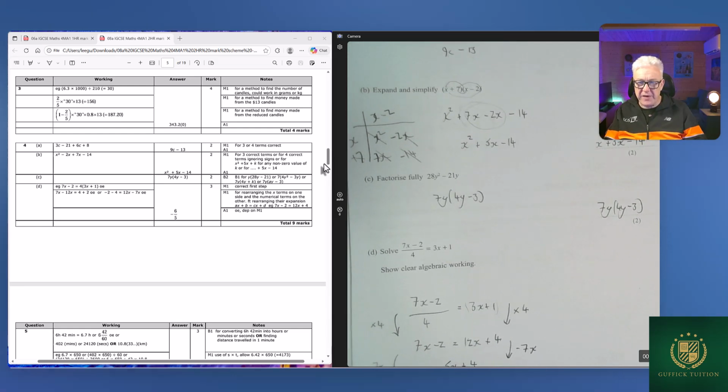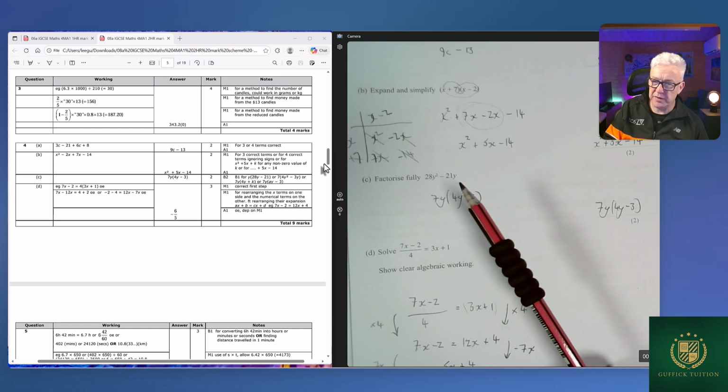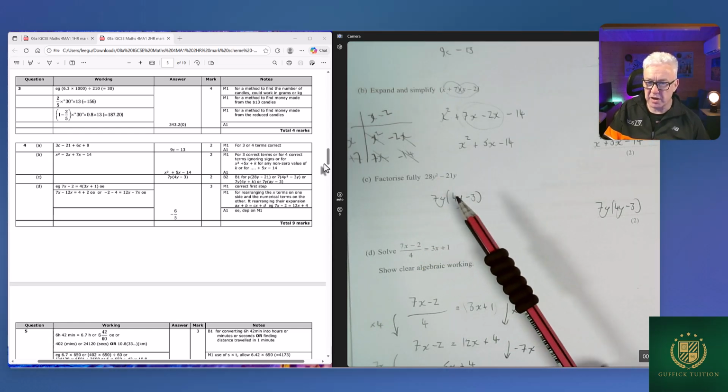Right, part C, factorise fully. Okay, 28y squared minus 21y. Now, in order to factorise this fully, we need to look and see what's the highest common factor, the highest thing that can come out of both brackets. Okay. Now we can take out both of these. 21 and 28 are both in the 7 times table, so a 7 can come out.